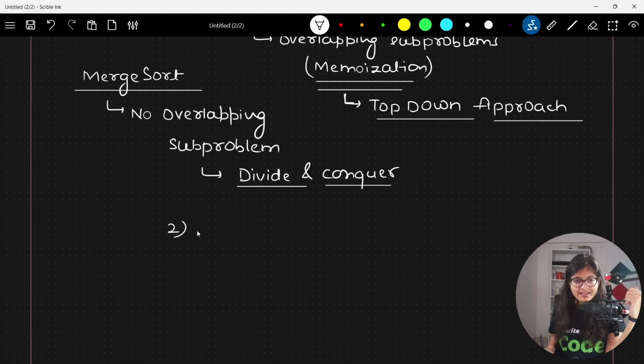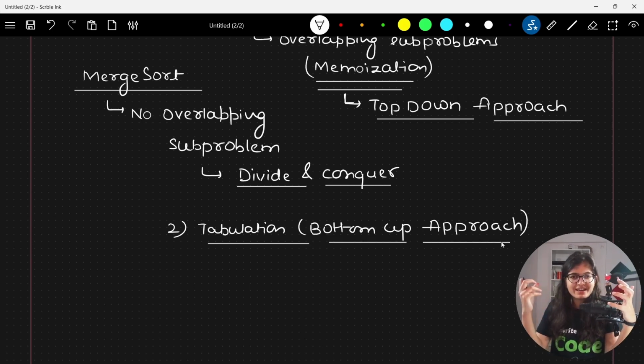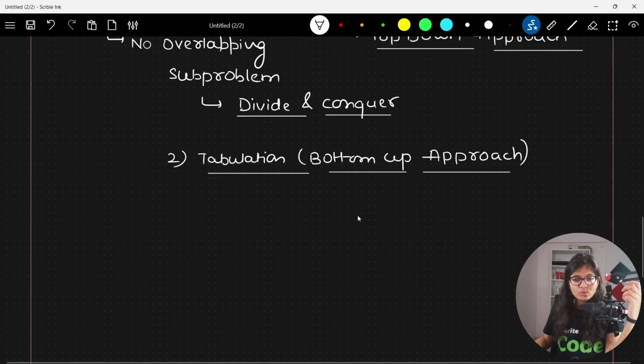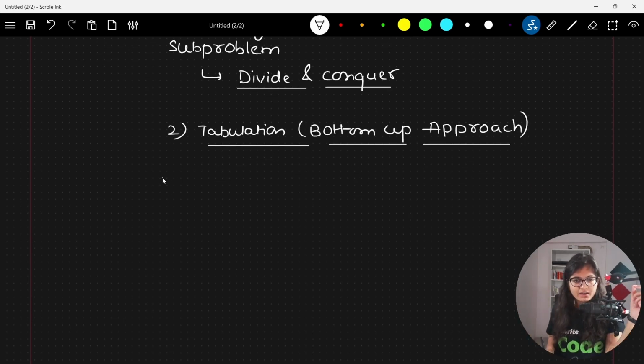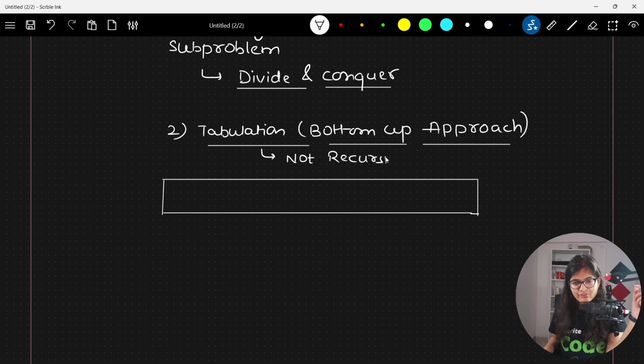There is another thing which we call tabulation, which is called the bottom-up approach, where we will create one table, and inside that table we will store the results from the very bottom, right? In this case we are not using any recursion. I will show you the code part as well for the Fibonacci series, with the help of which you will be clearly able to understand.